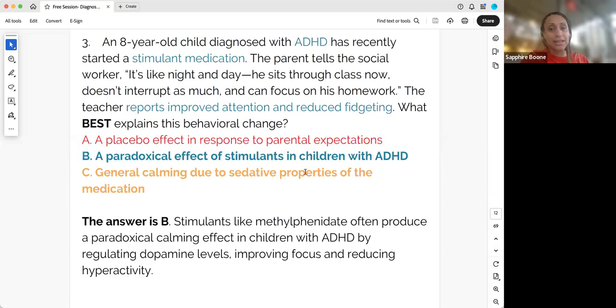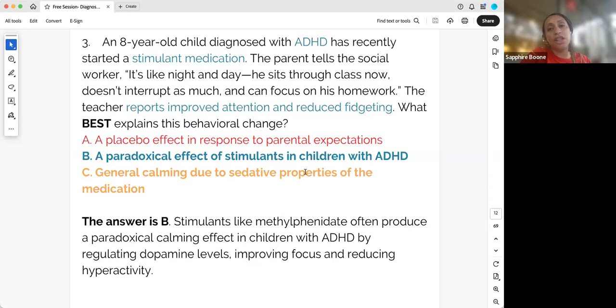So a stimulant seems like it would not calm someone down. If you do not have ADHD, a stimulant is going to make a person be very on edge, which is what we traditionally think of when you hear the word stimulant, right? But with those that have ADHD, it actually has a paradoxical effect, meaning that it has a calming effect. And so that's why B, as in boy, is the answer.